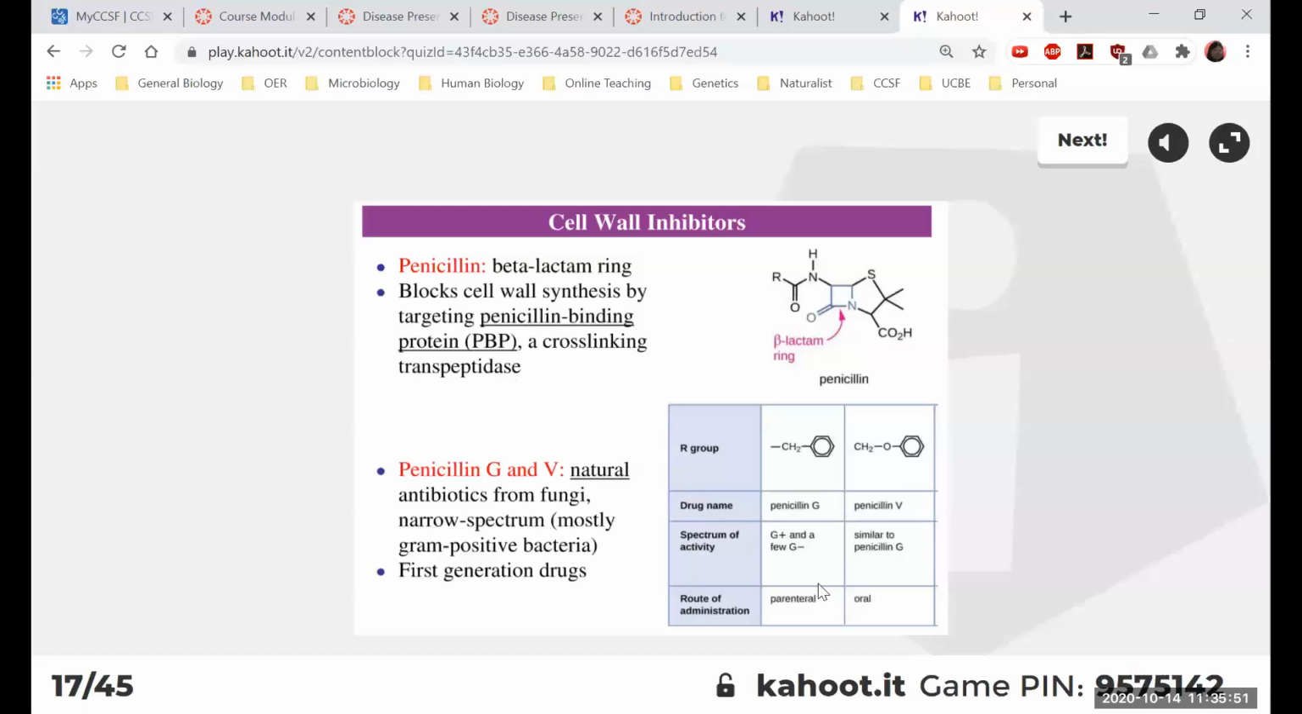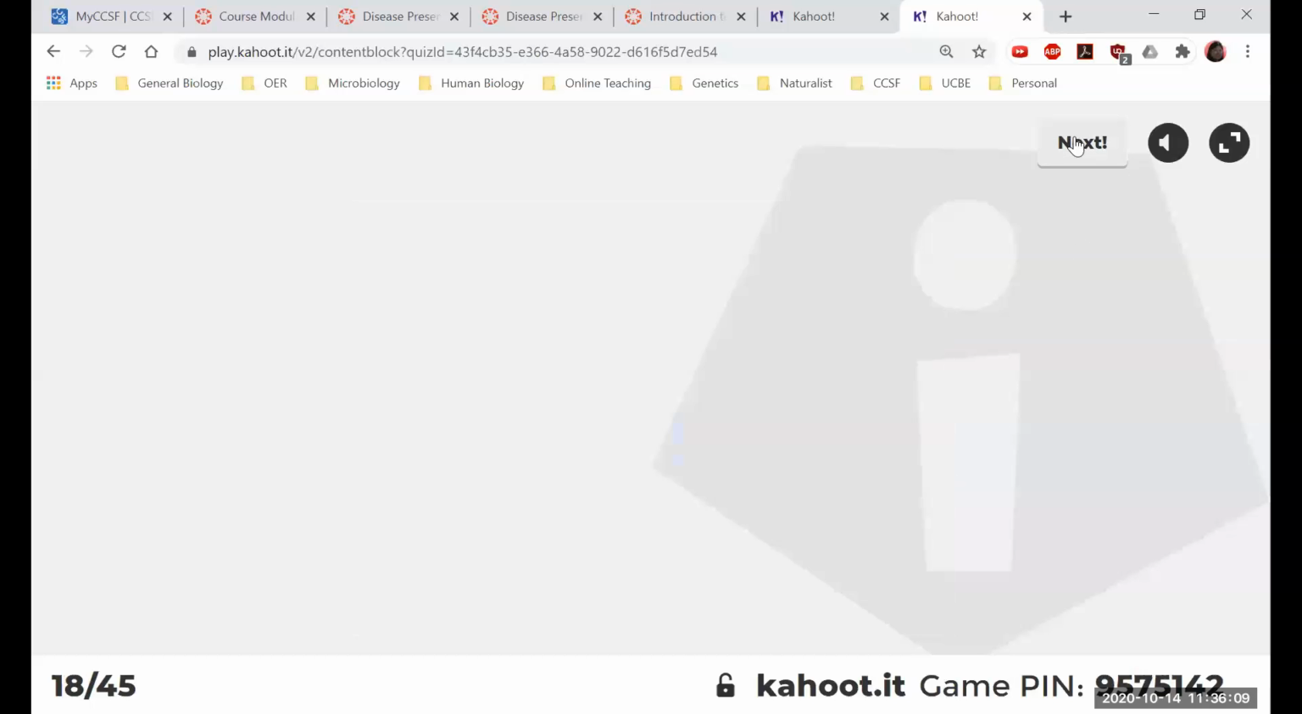In terms of delivery, penicillin G was parenteral, so basically only through injection. Penicillin V is a slightly improved version. It's oral because in general, patients do not enjoy being injected. A lot of people don't like needles, so oral is a little bit better. It's easier to administer.